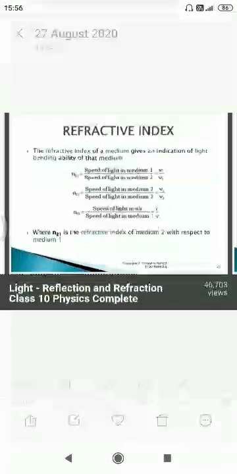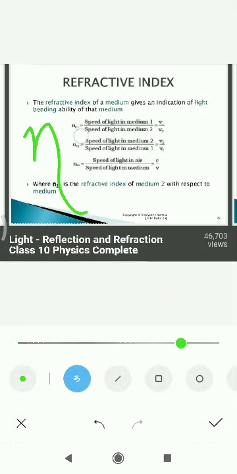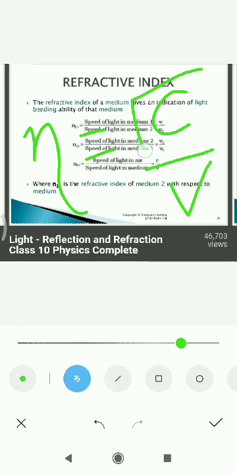So refractive index is represented by the Greek letter nu. Nu is equal to c by v, where c is the speed of light in air, which is 3 into 10 to the power of 8 meter per second. Please know this is a very important formula.